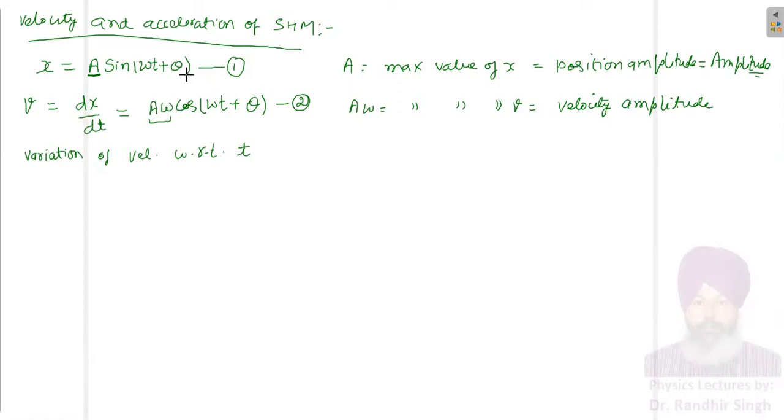Now what is this quantity? This is the angular frequency of position. This is the frequency with which position will vary. Now you can see the frequency here is also omega. So our conclusion is that X and V have equal frequency in SHM.